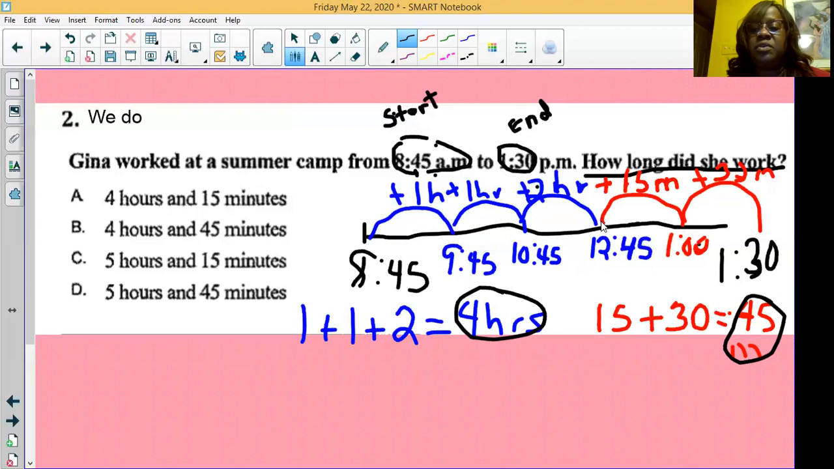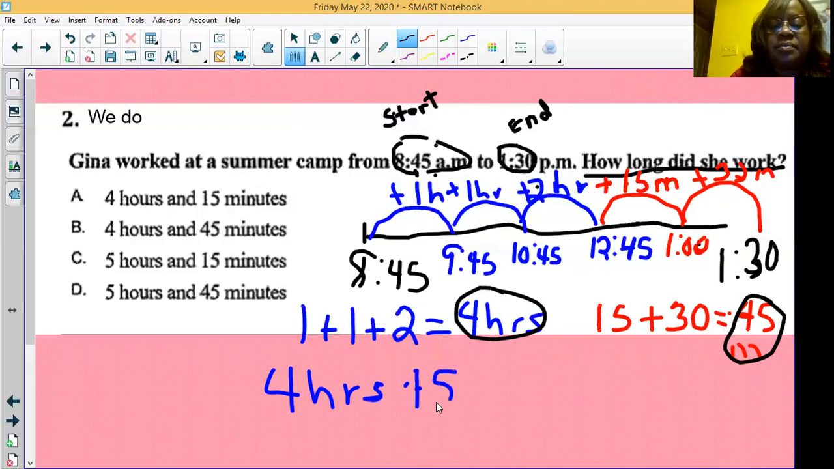Then you went from 12:45 and you added 15 minutes, and that took you to 1 o'clock. Then you went from 1 o'clock, you added 30 minutes, and that took you to the 1:30. So your 15 minutes plus your 30 minutes gave you a total of 45 minutes. So your answer is 4 hours, 45 minutes. Good job.